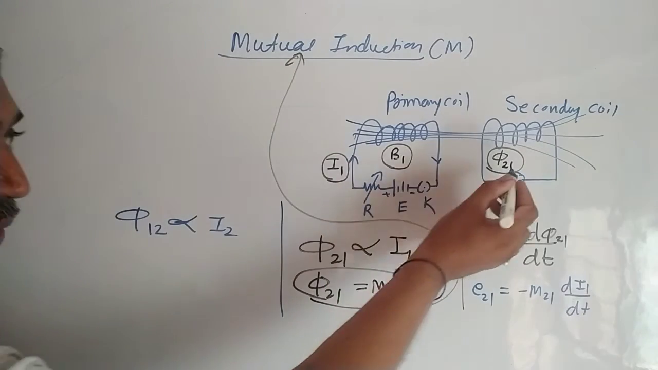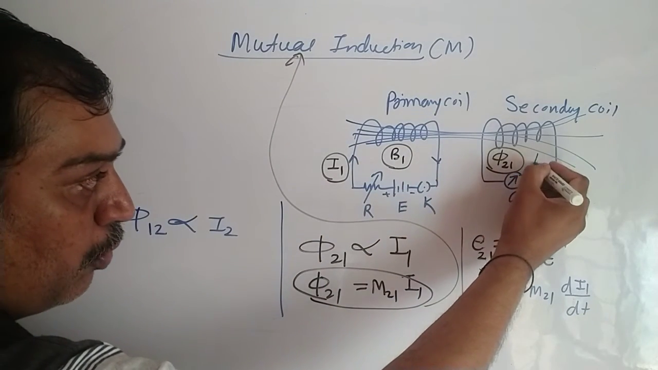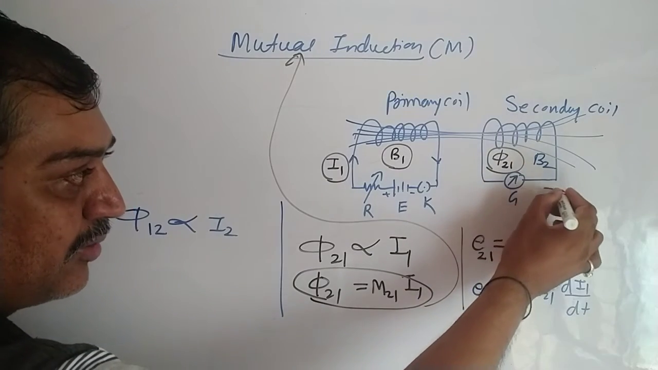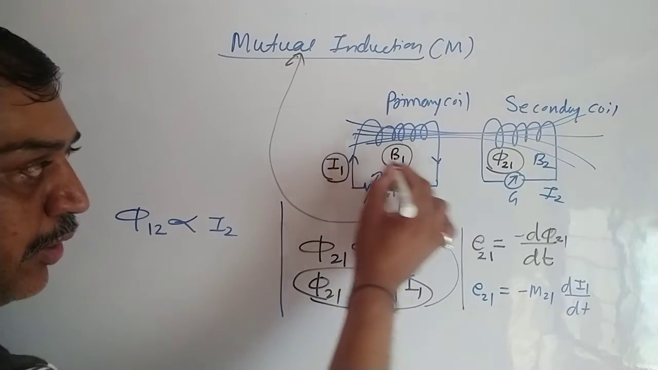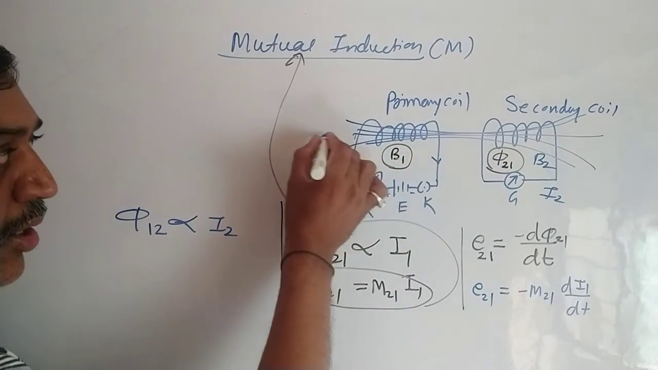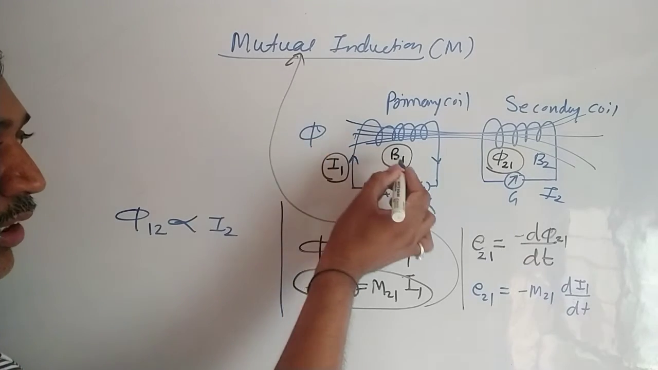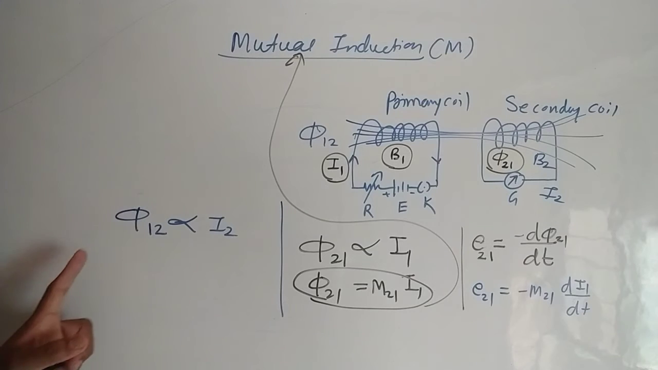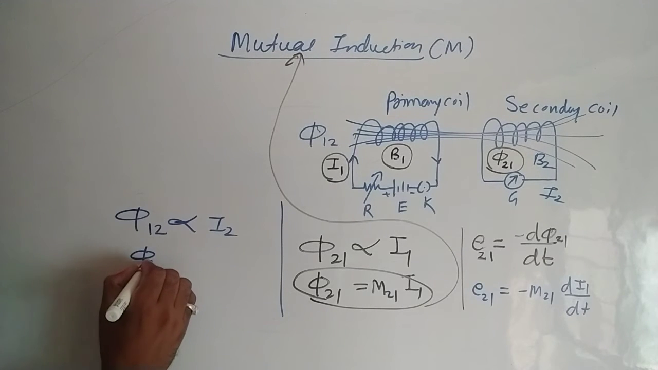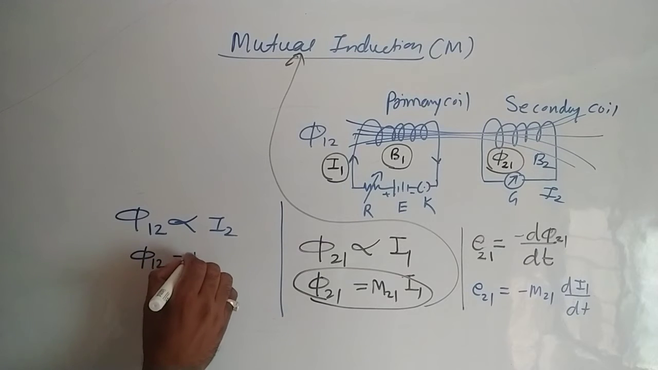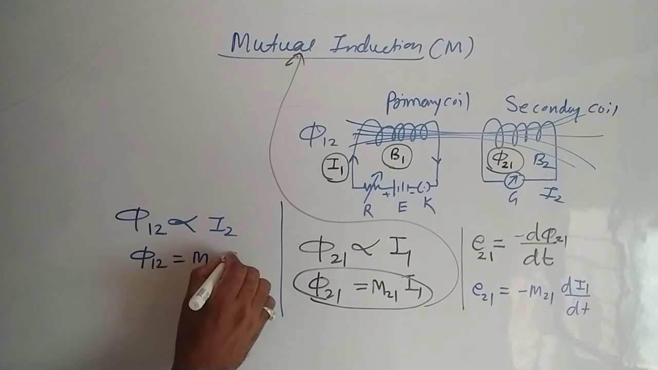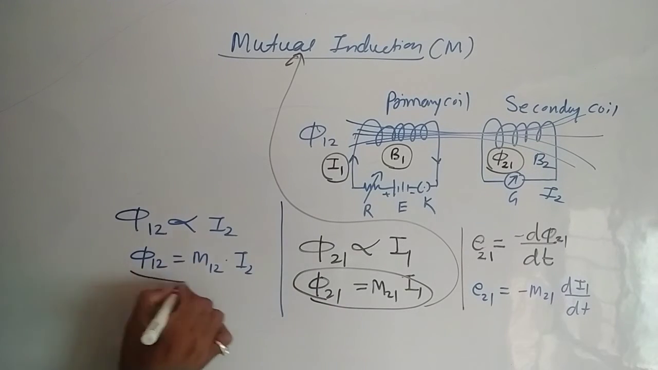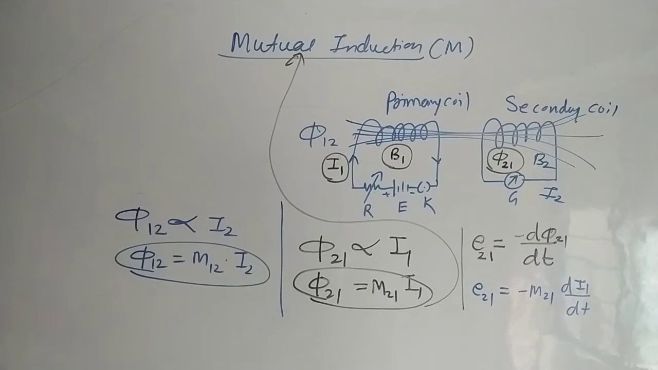Here it is I1, here it will be I2. Instead of B1, the magnetic field B2 comes, and φ12 is directly proportional to this. Remove the proportionality sign: φ12 equals M12 into I2. By this method we get this equation.